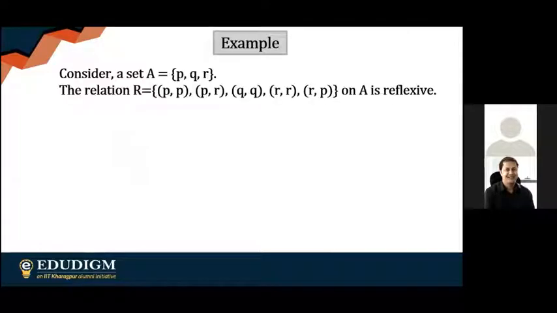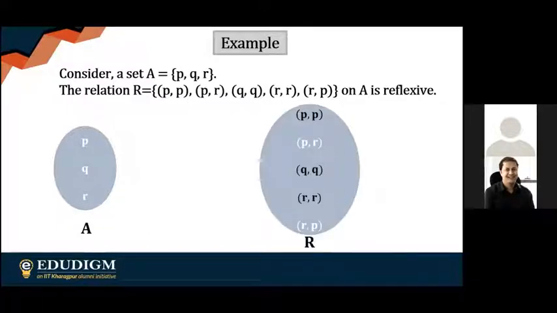So this is a set A, with elements P, Q, R, and this is a relation. What you need to do is, for each and every element in A, you have to check whether we have all the possible pairs that we need for a reflexive relation or not.